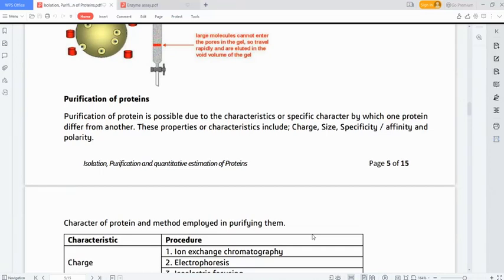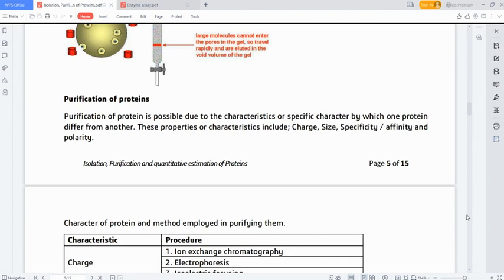Okay, now let's continue the second part of our isolation and purification of enzyme. So we've looked at how the enzyme is isolated, and we've seen how we can use ammonium sulfate to precipitate our protein, but that protein is still in the crude state. So how do we purify this protein?